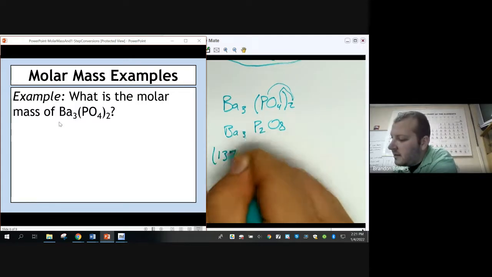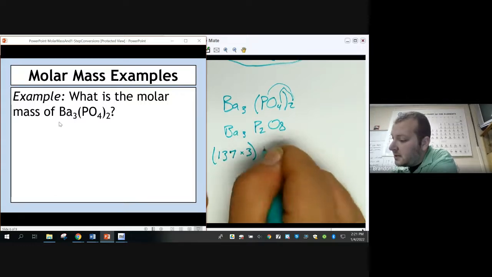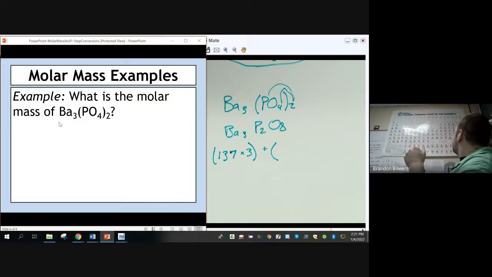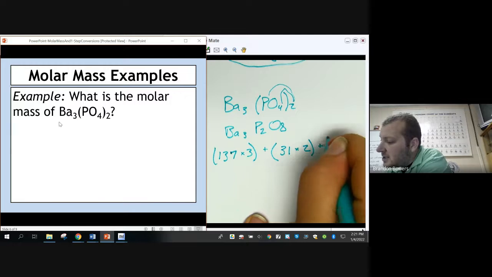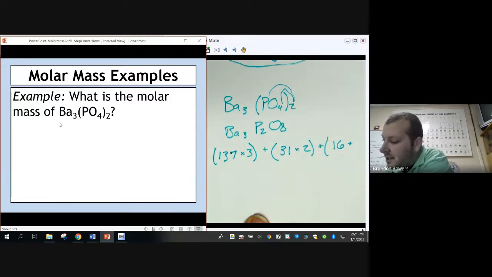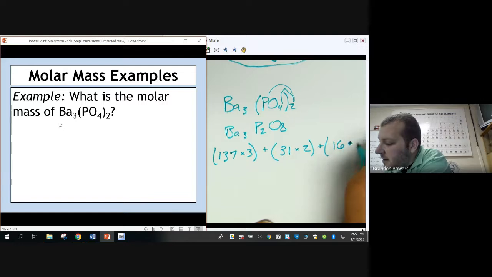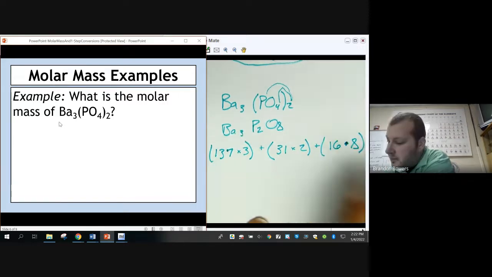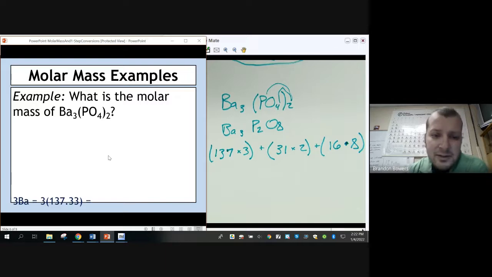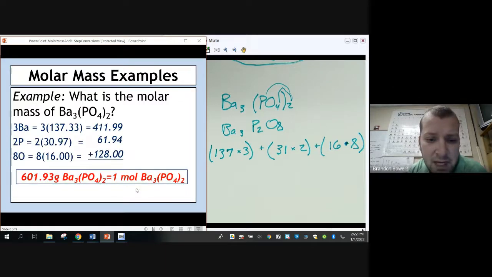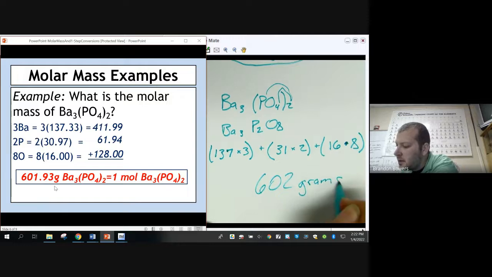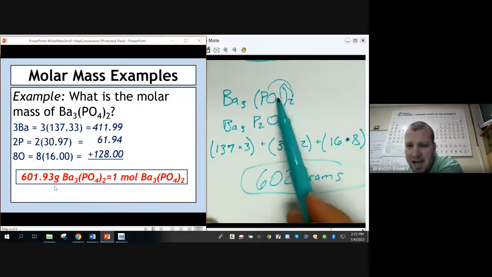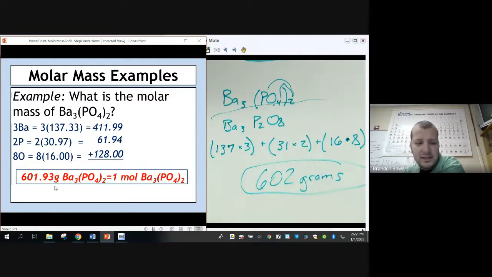I'm going to say 137 times 3 bariums. Phosphorus is about 31, and I only have 2 of those. Oxygen is 16 on the periodic table, and I have 8 of those. Those are all multiplication. Once you do that, your final answer for molar mass should have been around 602. So 1 mole of all of that weighs 602 grams.